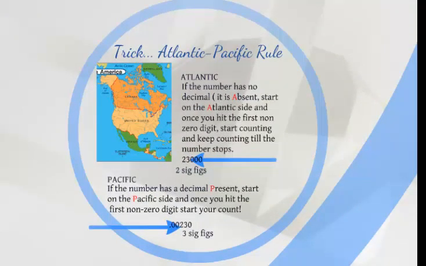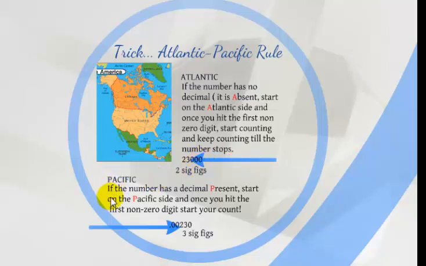This is a little trick, and it's called the Atlantic-Pacific rule. I put a map in there so that, in case you forgot, the Atlantic is on the right side of the United States and the Pacific is on the left. The Atlantic rule says if the number has no decimal, then start on the Atlantic side. See this blue arrow here starting on the Atlantic side. Once you hit the first non-zero digit, count and keep counting. So this would be 1, 2 sig figs. So if the decimal is absent, A, absent, A, Atlantic, start on the Atlantic side.